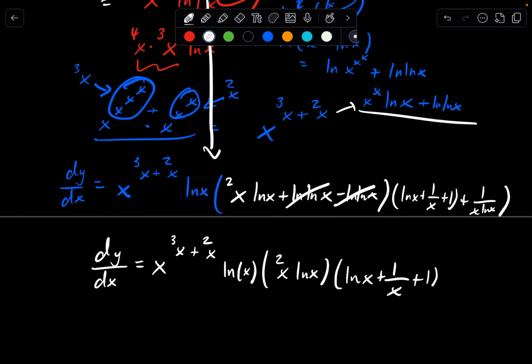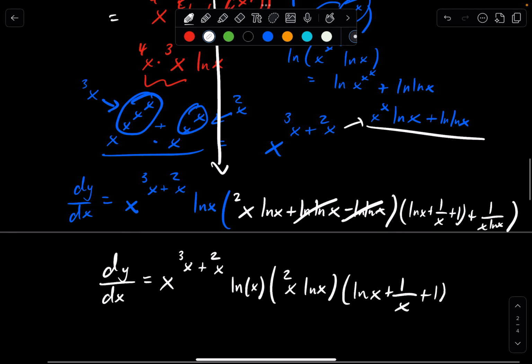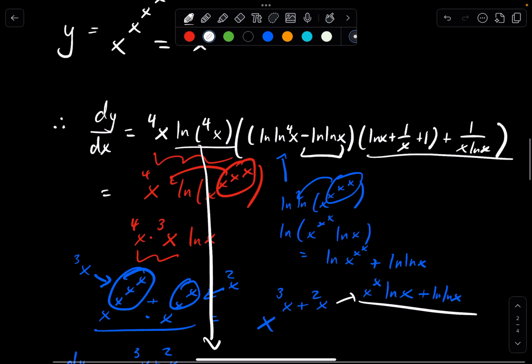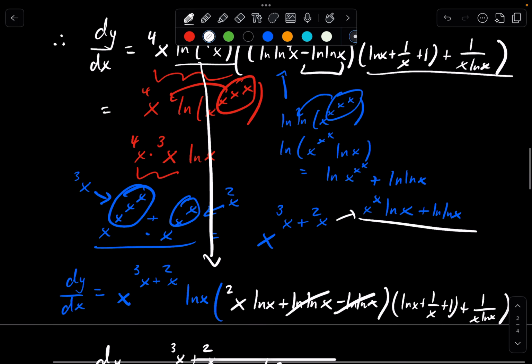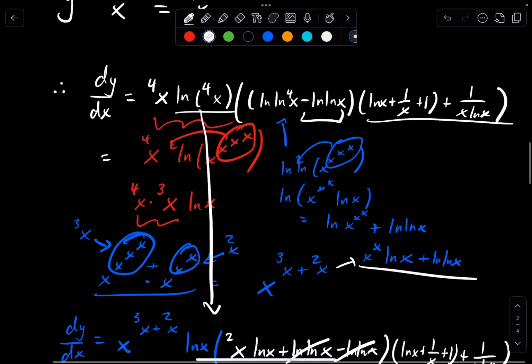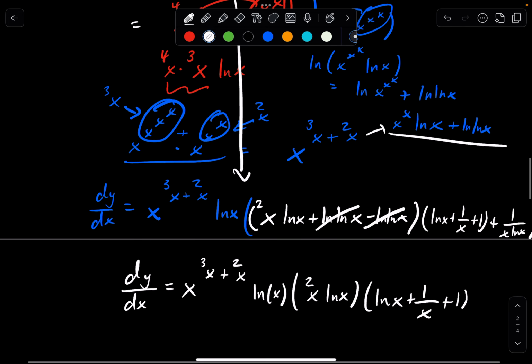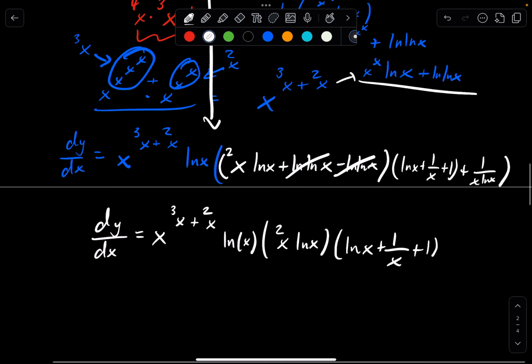Actually insane. Am I missing something here? I might be, because our parentheses are not aligning properly. Let's see here. Maybe we're missing something. I think we are. I think right here we're missing a parenthesis. That makes more sense. So that means that we need this parenthesis here. And then we get this plus 1 over x ln x.